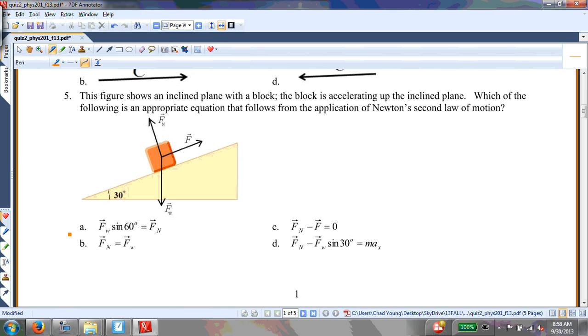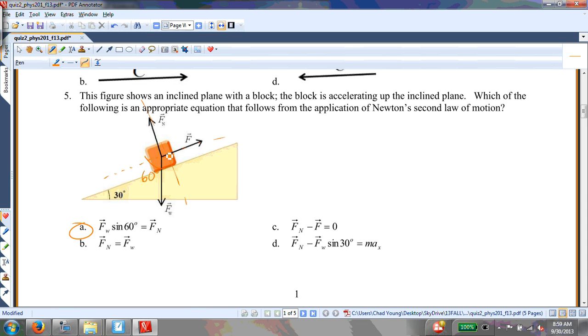This figure shows an inclined plane with a block. Which of the following is the appropriate equation for Newton's second law? FW sine 60. Let's see, let's just draw my coordinate system here. This angle is 60 degrees, 90 minus 30. FW sine 60 equals the normal force.